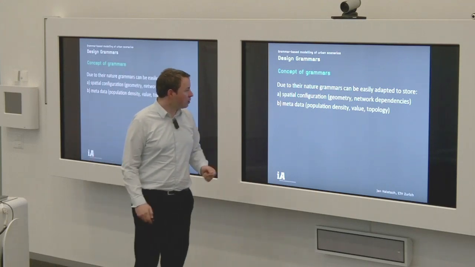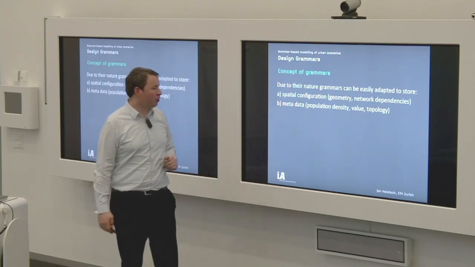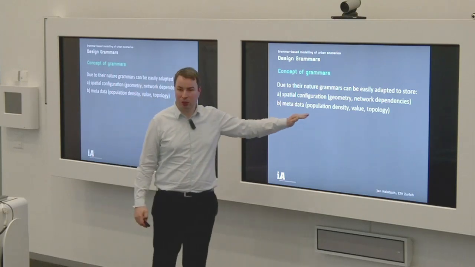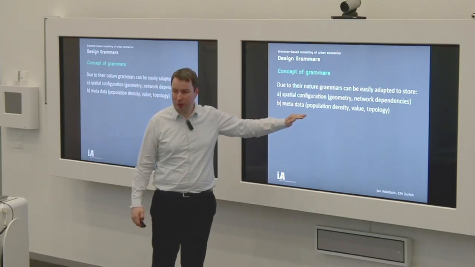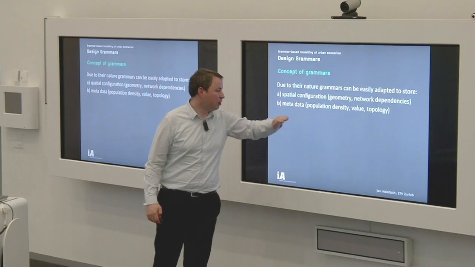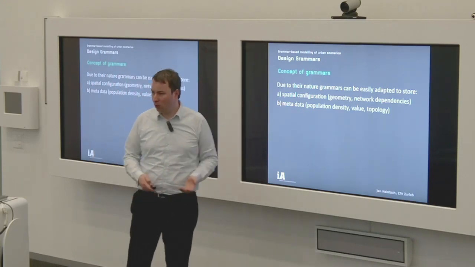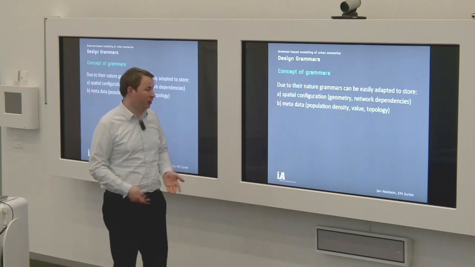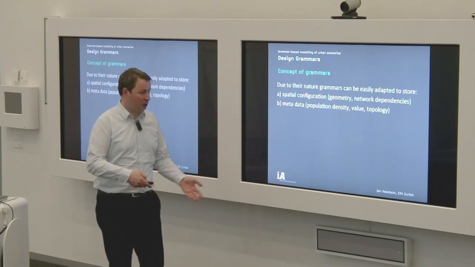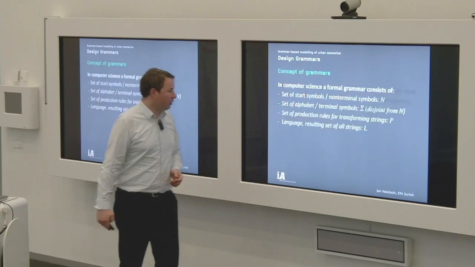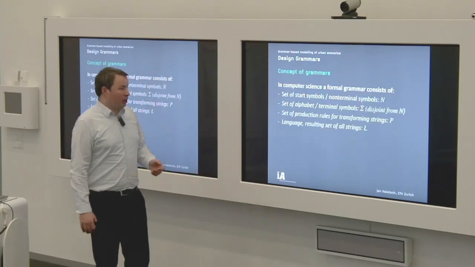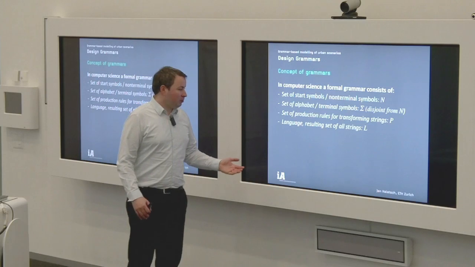So we use it to describe spatial configurations, but also to put in not just shapes and geometry, but also, for instance, things like population density or land use, or what it actually is. Is it something like a street, part of a street? Is it an open space? And so on.